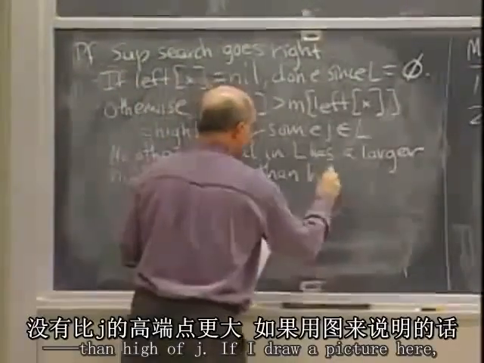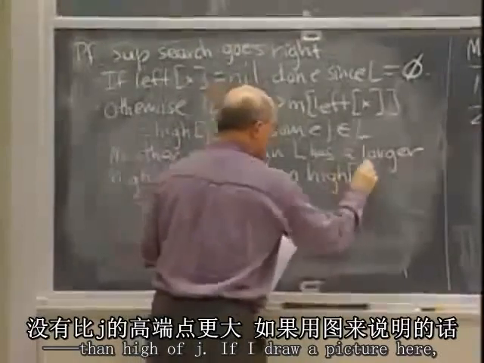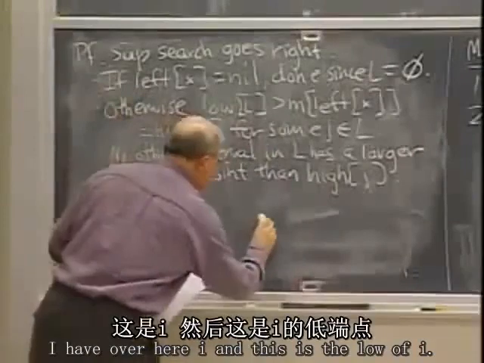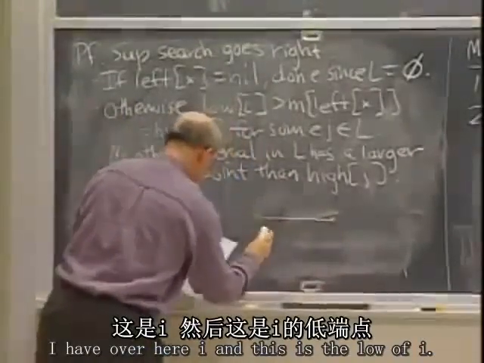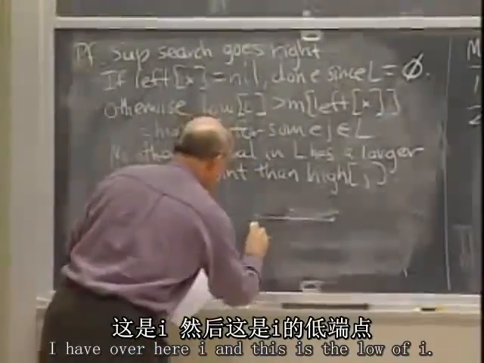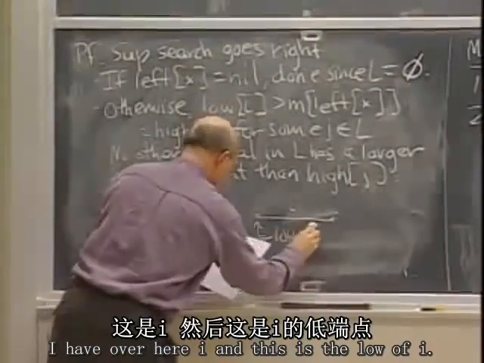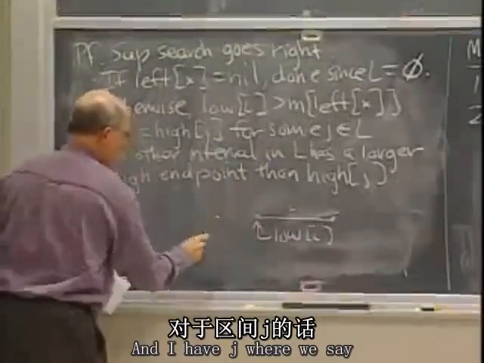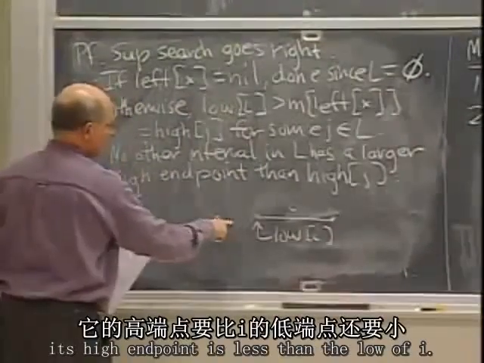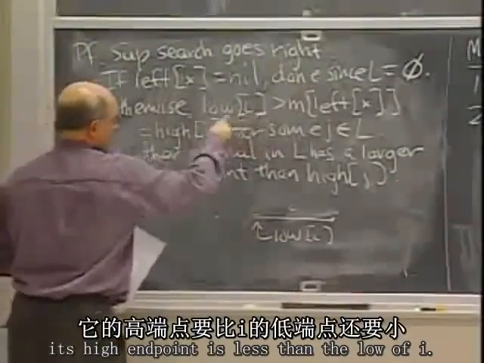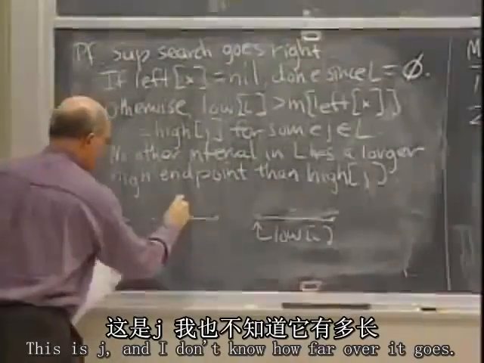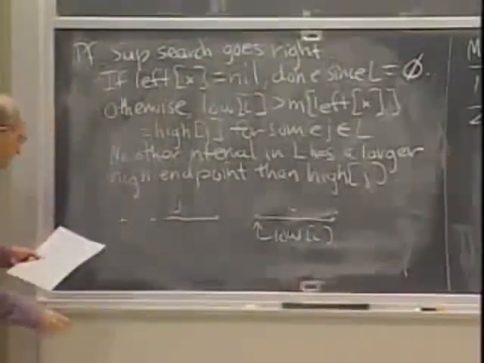Than high of j. So if I draw a picture here, I have over here I, and this is the low of I. And I have j, where we say its high endpoint is less than the low of I. So this is j, don't know how far over it goes.